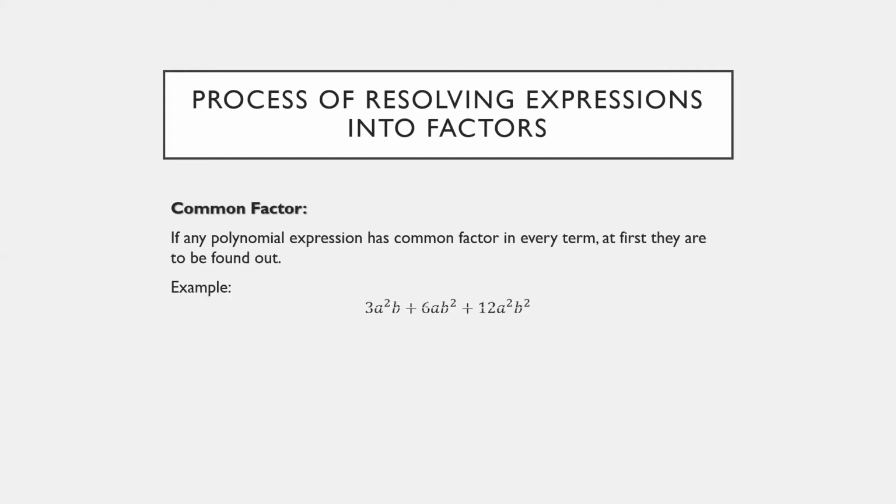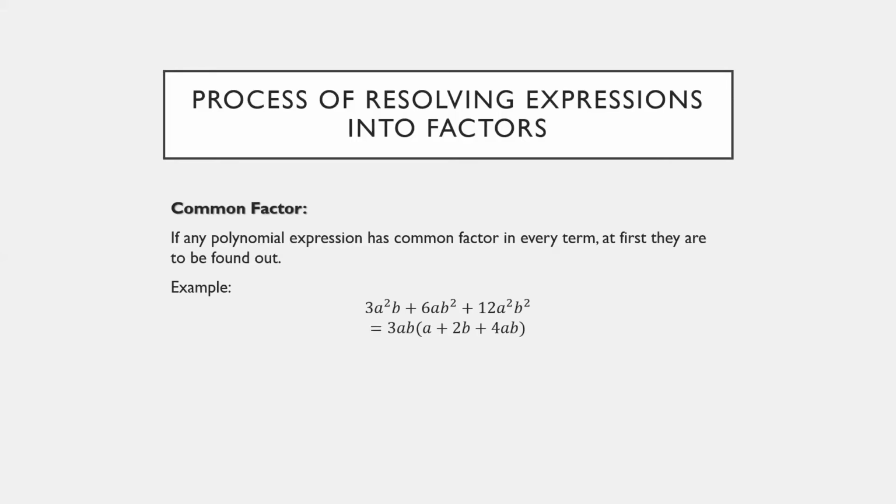For example, suppose we have the expression 3a square b plus 6ab square plus 12a square b square. We can see the coefficients of the terms are either 3 or multiplied by 3. So 3 is a common factor of them. Then in all the three terms we have a and b. So our common term here is 3ab, as in all the three terms we have 3ab. So now we want to take 3ab as common.